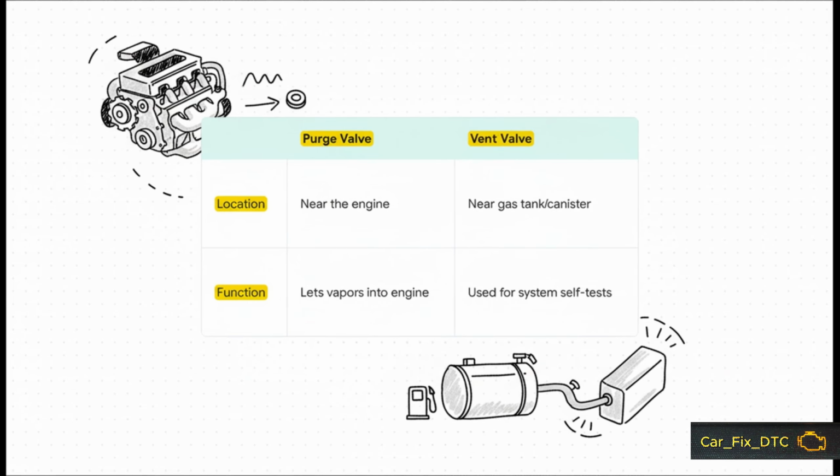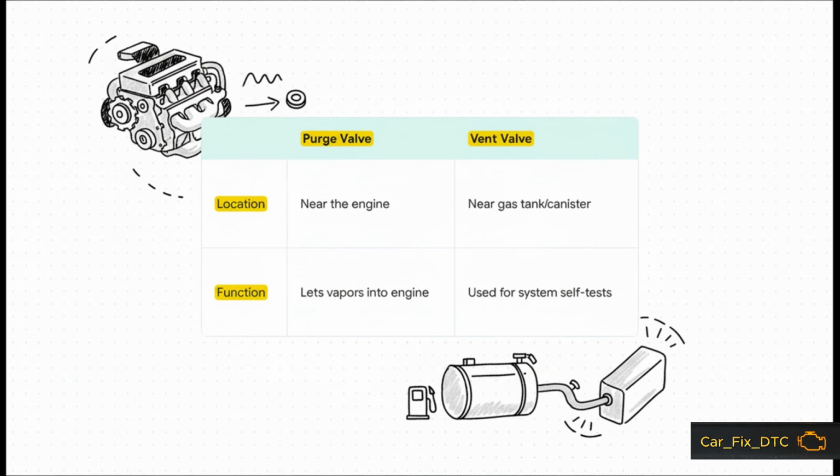Now let's talk about 2 other key suspects, the purge valve and the vent valve. The easiest way to think of these guys is as the bouncers, or the gatekeepers for the whole EVAP system. The purge valve, which you'll usually find up near the engine, is the gate that lets the stored fumes into the engine to be burned. The vent valve, that one's usually back near the gas tank, and it opens and closes to let the system run self-tests. If either one of these gets stuck or doesn't seal up tight, bam, you've got yourself a leak.